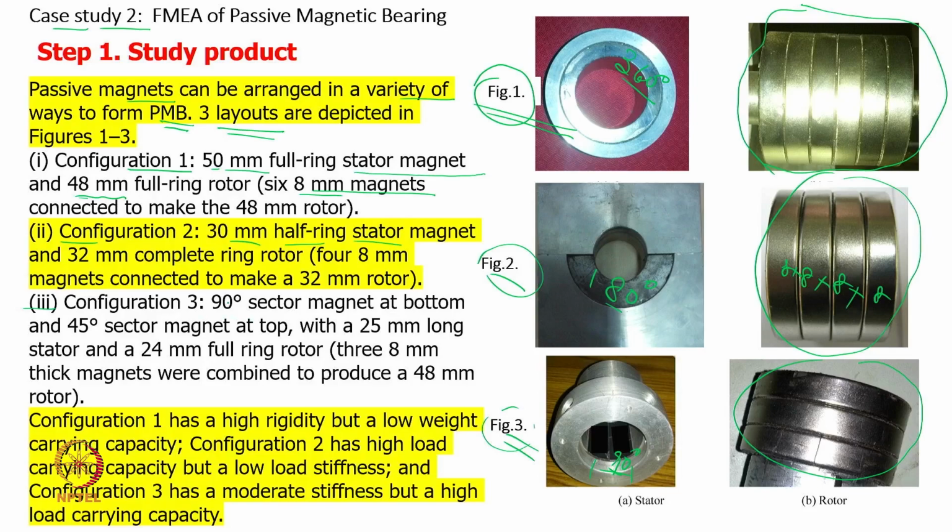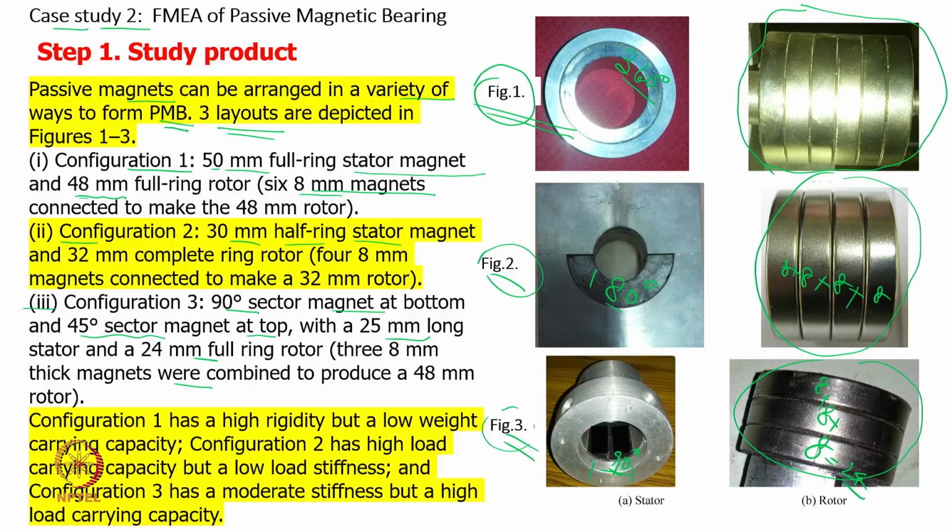Coming to the third one, we use only a 90-degree sector at the bottom, and now to bring more stability we use a 45-degree arc on the top also. In this case we kept the stator length at 24 mm, and this is 8 mm, 8 mm and 8 mm. So, 8 plus 8 plus 8 is 24 mm. So, the rotor length is 24 mm, as mentioned here. And so this is what has been done, 3 segments.